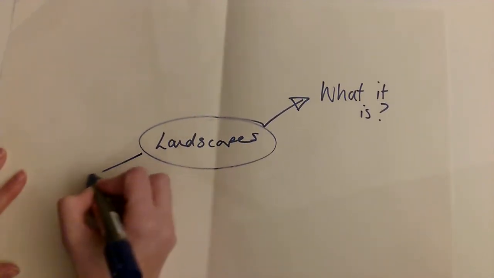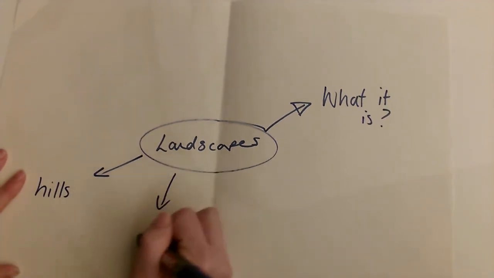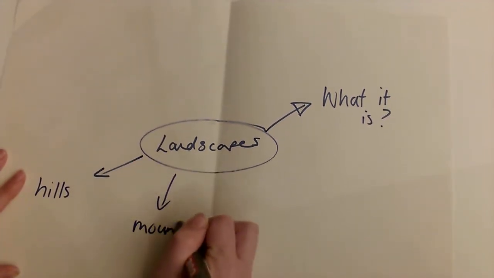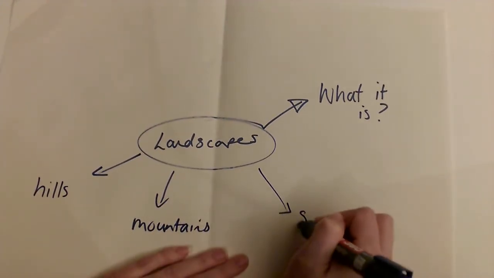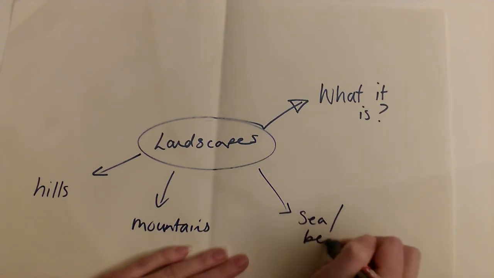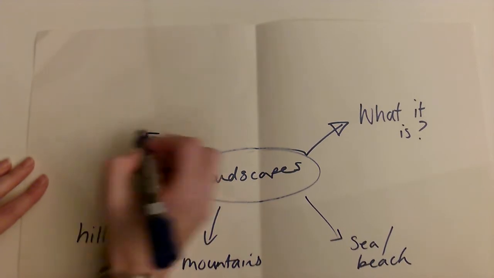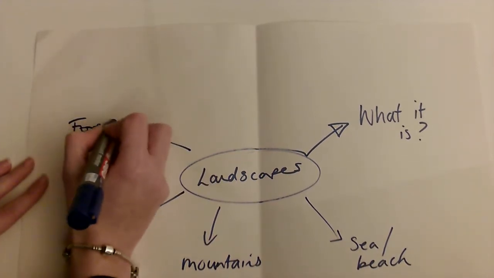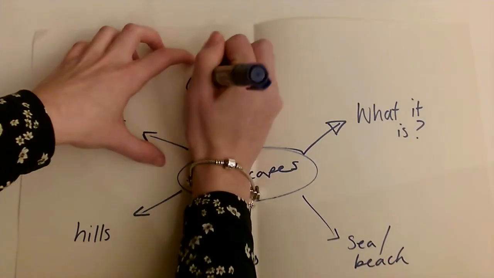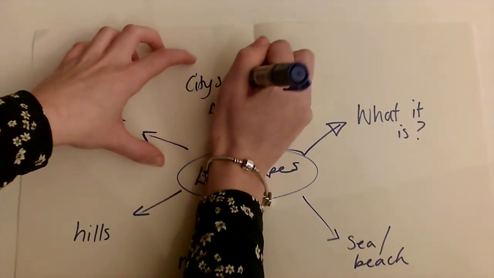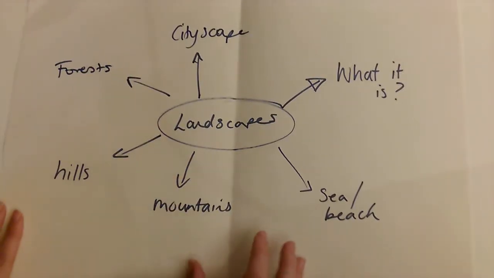It might be things to do with hills, could be to do with mountains, it could be a sea or a beach theme. It could be to do with forests. A cityscape. And the list goes on. So this is a very basic version.